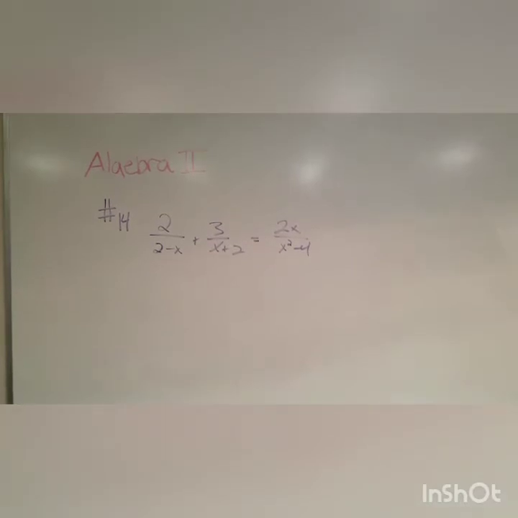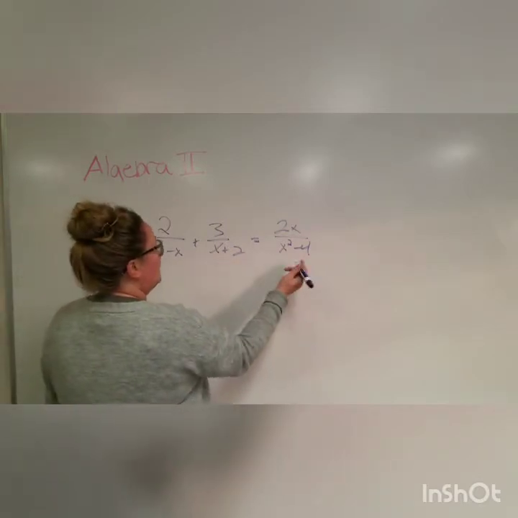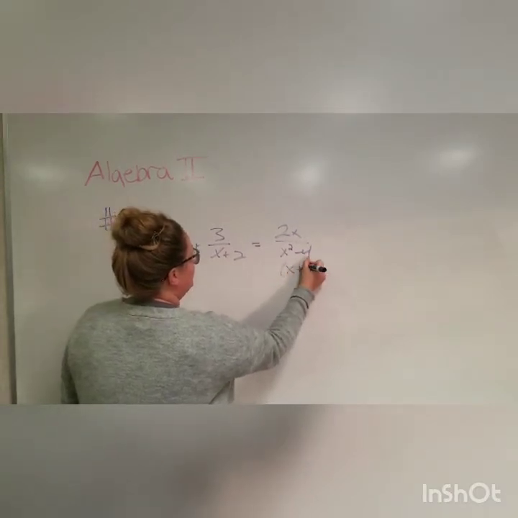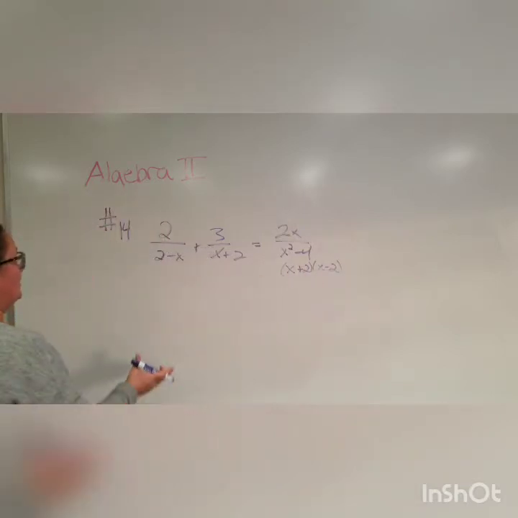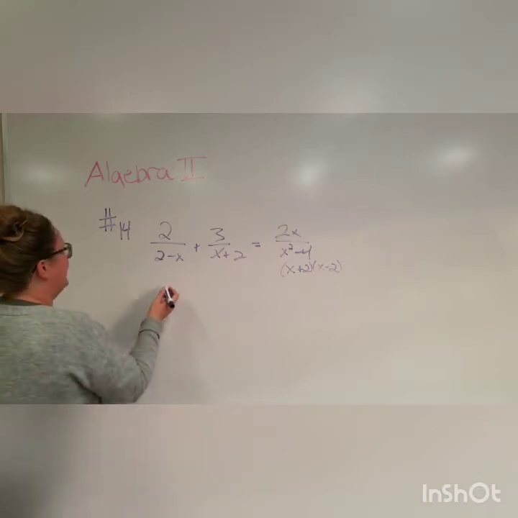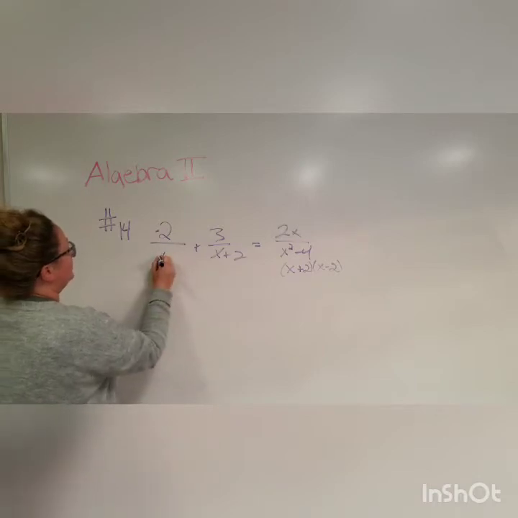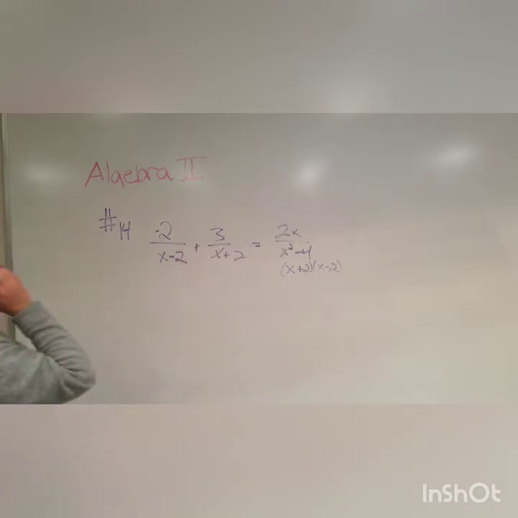Problem number 14. Again, we have to have a common denominator. 2 minus x, x minus 2, and x squared minus 4, which is a difference of 2 squares, so this is going to factor to x plus 2, x minus 2. So your common denominator is x plus 2, x minus 2. This one is backwards, so the same thing, we're going to multiply by negative 1, and that'll change us to a negative 2 right here, and flip this around to be x minus 2.